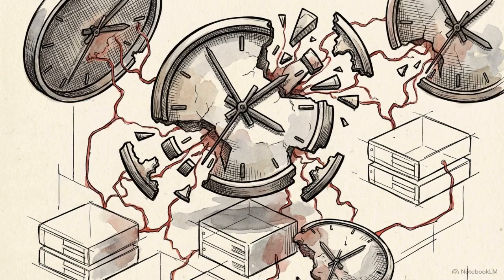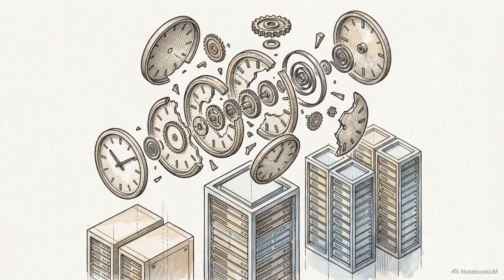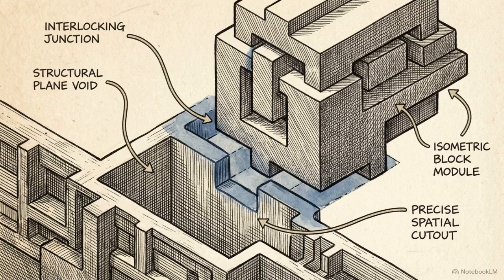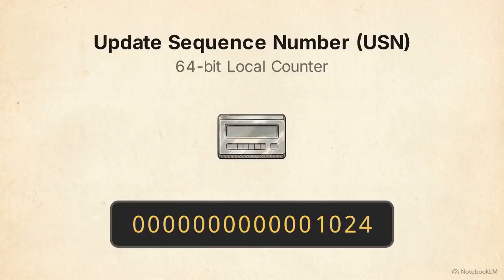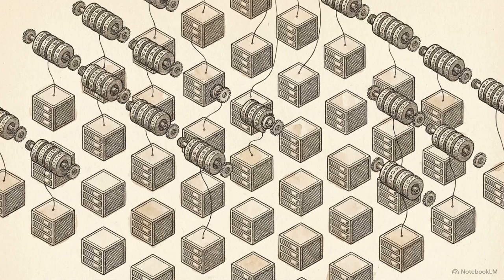Relying on a global timestamp to order these events introduces severe network latency and clock drift. To solve this, Active Directory eschews global timestamps entirely. Instead, the architecture uses a structural solution known as the update sequence number, or USN. The USN is strictly a 64-bit local counter. It is maintained independently by every single domain controller in the forest.